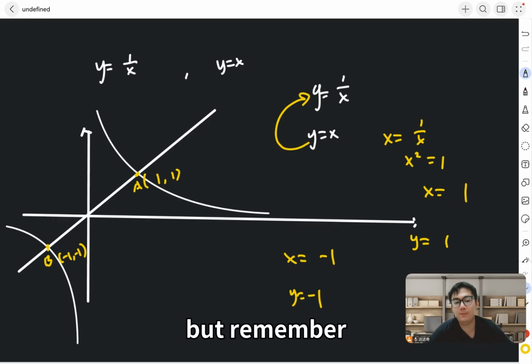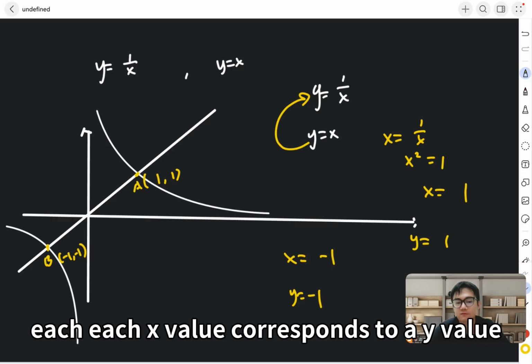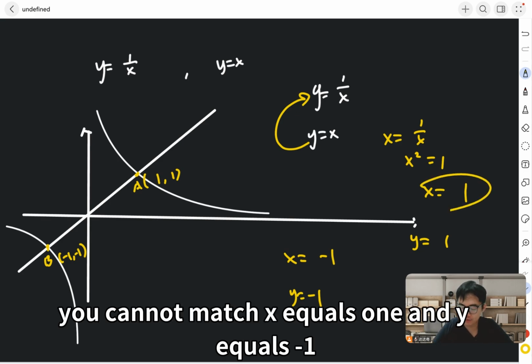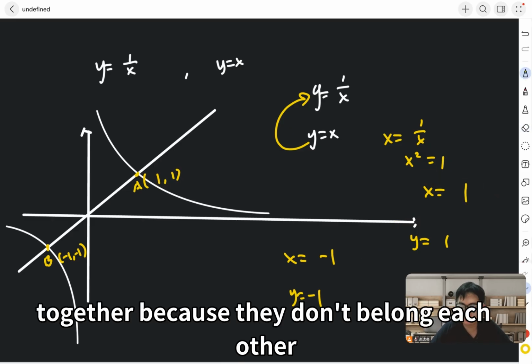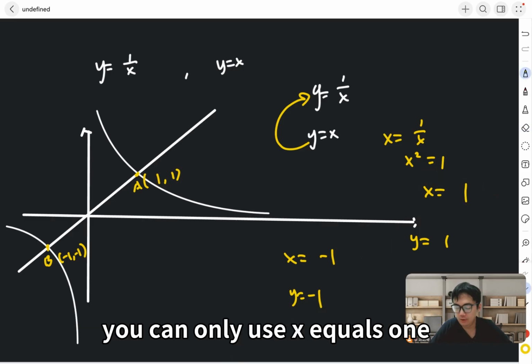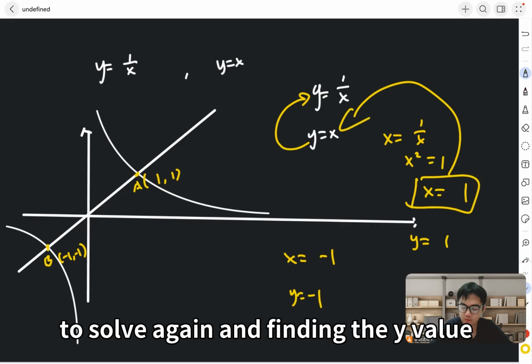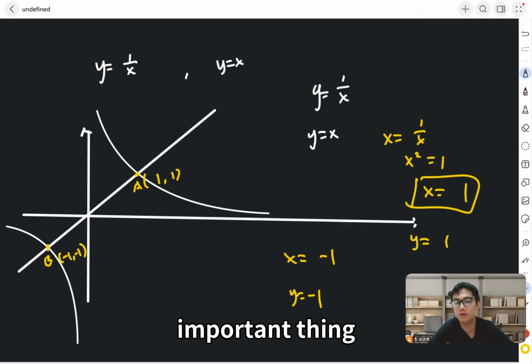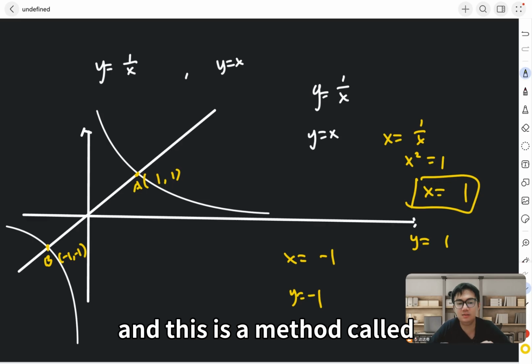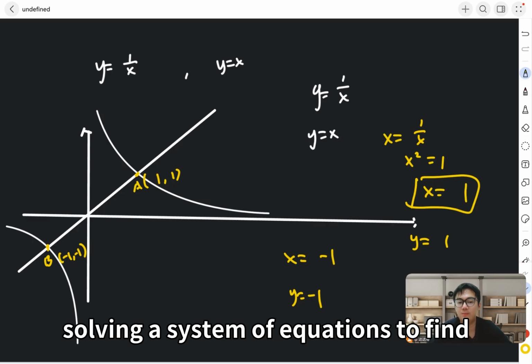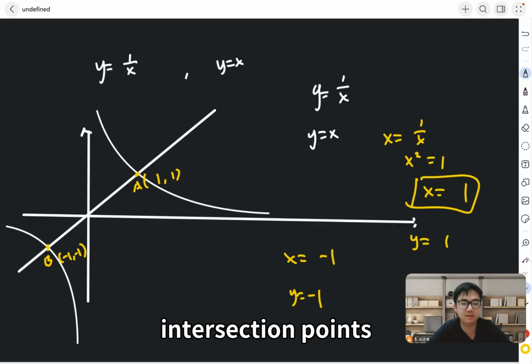But remember, each x value corresponds to a y value. You cannot match x equals 1 and y equals -1 together because they don't belong to each other. You can only use x equals 1 to solve again and find the y value, and that's a really important thing. And this is a method called solving a system of equations to find intersection points.